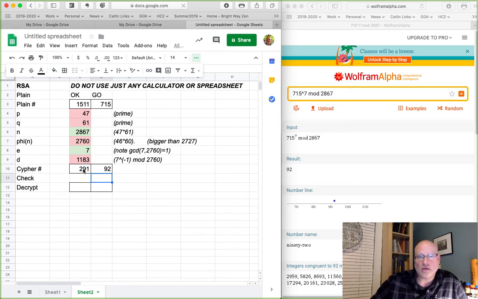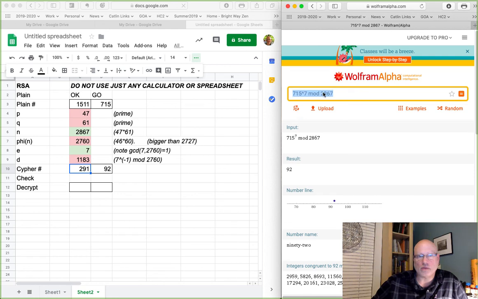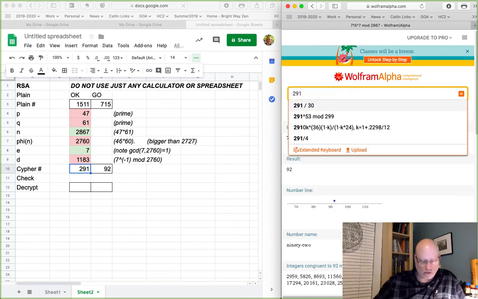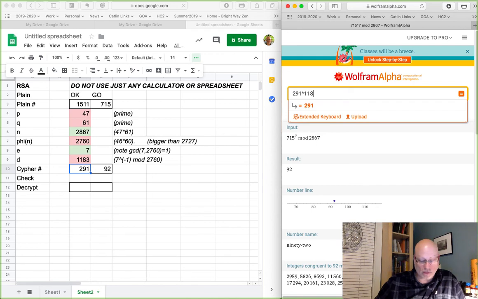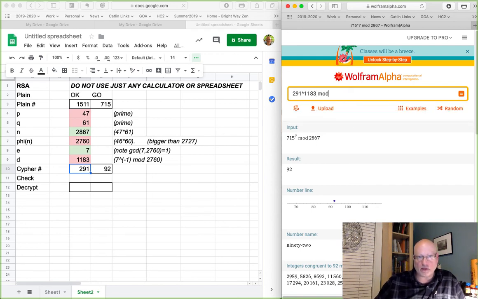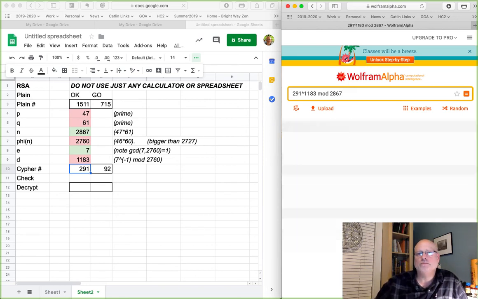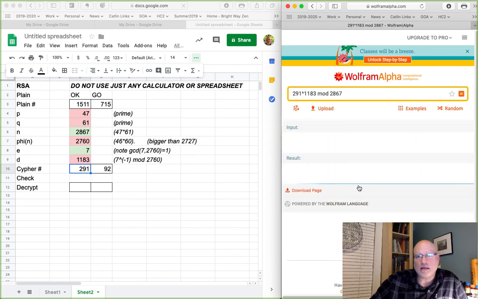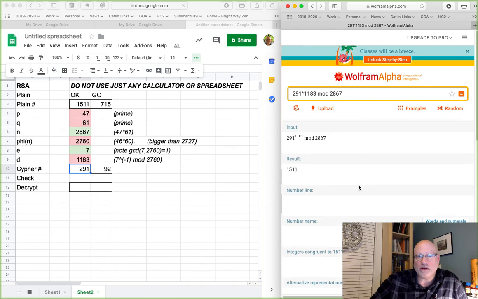So how do we decode it? Well, just like before, and I would strongly encourage you to check the decryption anyways, even if you're like, oh, I'm sure I did everything right. So if I come over here and I do 291 raised to the 1183, so there's my decrypt, but I'm still in mod 2867. So remember, the only time we used the phi to calculate as a mod was to calculate the decrypt key. So I hit enter, and if all goes well, we should get our 1511 back again, and there it is.